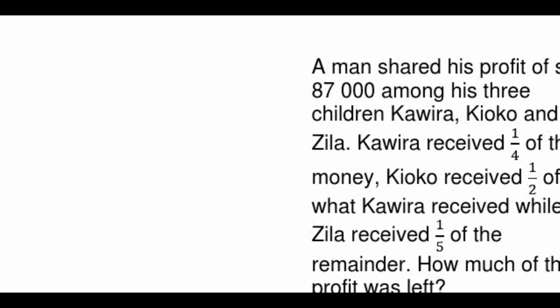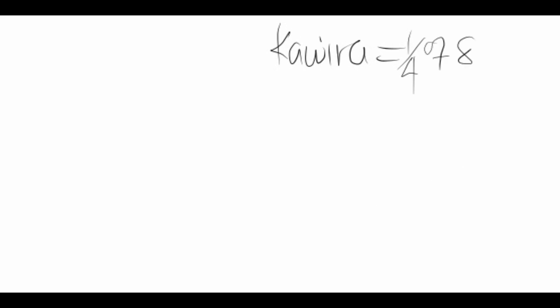A man shared his profit of 87,000 shillings among his 3 children, Kawira, Kyoko, and Zila. Kawira received a quarter of the money. Kyoko received a half of what Kawira received, while Zila received 1/5 of the remainder. How much of the profits was left? So we have 87,000 shared among 3. Kawira gets a quarter of 87,000.